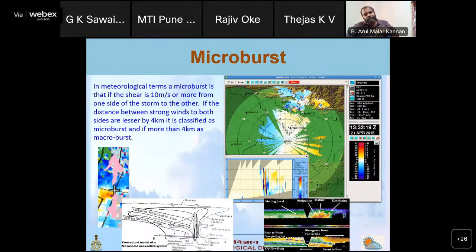This microburst is again what we say is suddenly there is a downdraft and it is separated hardly by a few meters, and the wind between both the things is differing by more than 10 meters per second. That we say as a microburst. If the distance is more than 4 kilometers, we say it is a macroburst. So microburst and macroburst both have a serious impact in terms of damages.